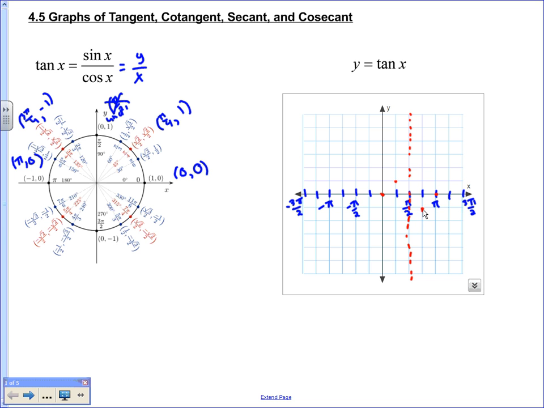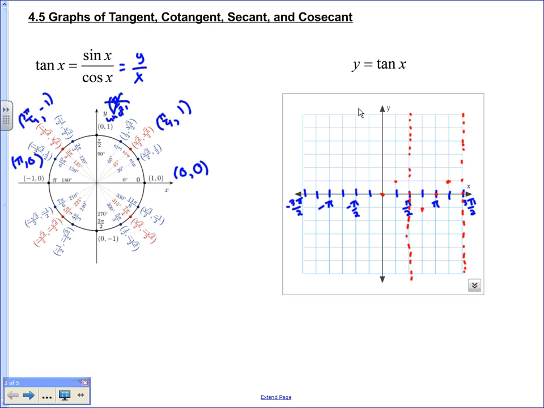And actually, I guess we need to go a little bit farther here. 5 pi over 4 would be a negative square root of 2 over 2 over negative square root of 2 over 2, which would be a positive 1. So that'd be right here. And then at 3 pi over 2, I'd have that undefined situation again, because negative 1 divided by 0, I can't actually do. It's undefined.